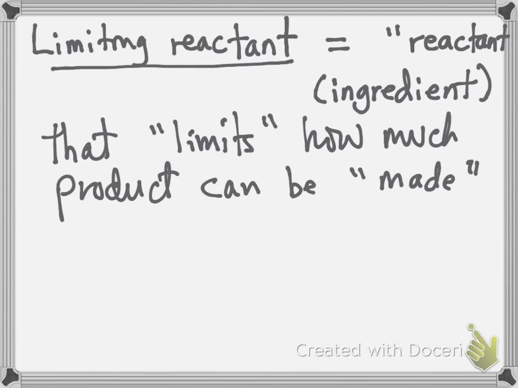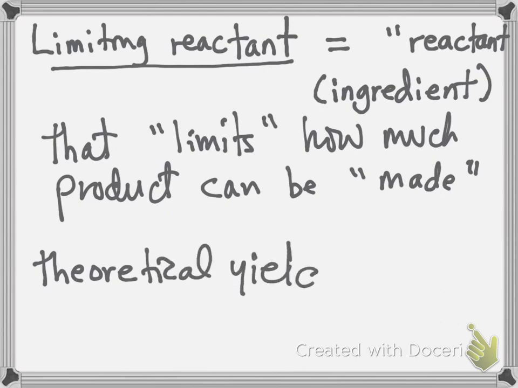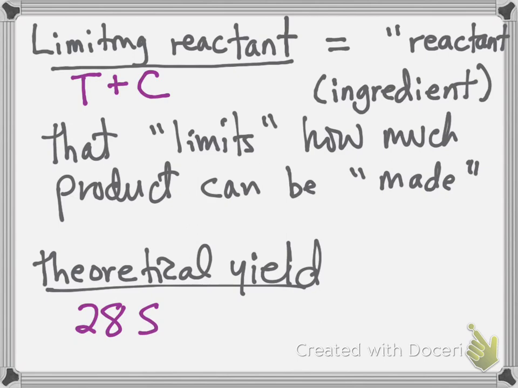The amount of product that I can make is called the theoretical yield. Let's go back to our analogy. We run out of 2 ingredients first, so we have 2 limiting reactants. In this case, they are turkey and cheese. Our theoretical yield is 28 Saudis. That's what we can sell.